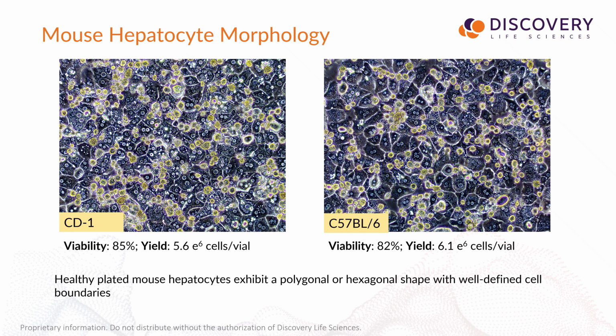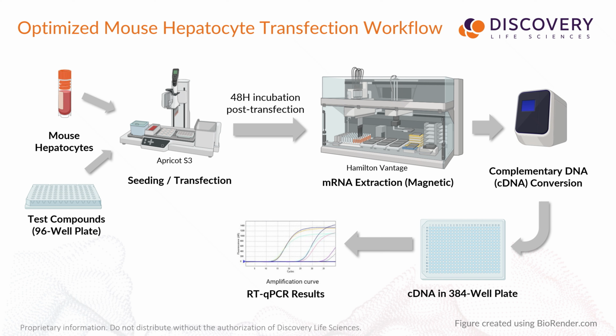When cultured successfully, healthy mouse hepatocytes, regardless of strain, display a characteristic hexagonal morphology with well-defined cell borders, indicating proper attachment and viability. Adapting the primary mouse hepatocyte model to a high-throughput platform offers significant advantages for researchers developing next-generation gene therapies. We have established an optimized, high-throughput workflow compatible with automated liquid handling systems for lipid-based transfection of primary mouse hepatocytes to support gene targeting studies.